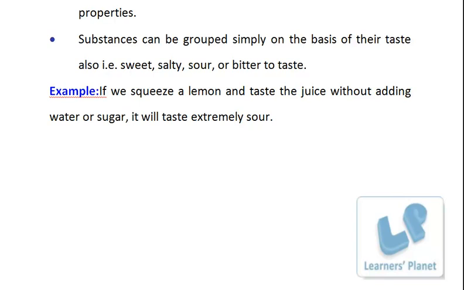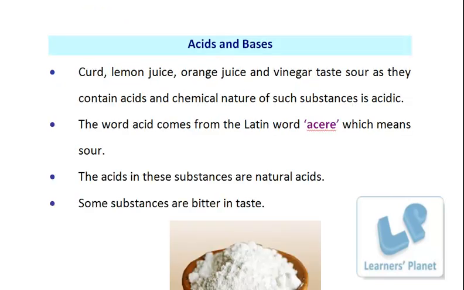For example, if we squeeze a lemon and just taste it without adding any water or sugar, it will be extremely sour. Similarly, you can taste curds, orange juice, vinegar, all of them taste sour, right? Because they contain acids, and the chemical nature of these substances is acidic.